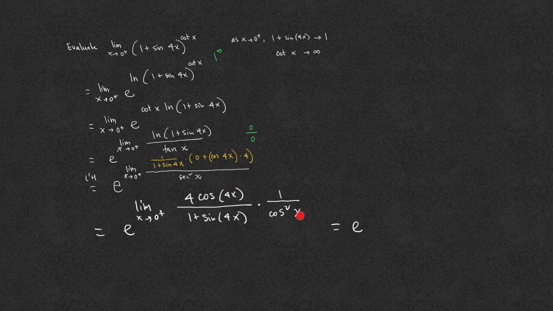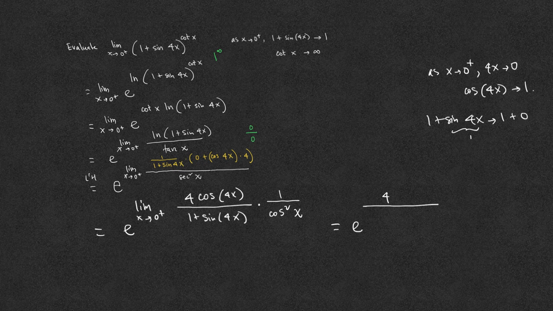The numerator and the denominator are continuous functions, and so we evaluate the limits of the numerator and the denominator separately. 4 times cosine of 4x goes to 4, because as x goes to 0 from the right-hand side, 4x goes to 0, and cosine of 4x therefore goes to 1. 4 times 1 is 4. In the denominator, 1 plus sine of 4x goes to 1 plus 0, because sine of 4x goes to 0 as x goes to 0.